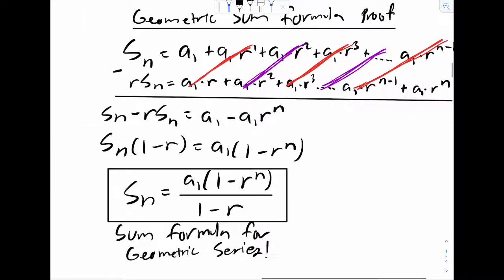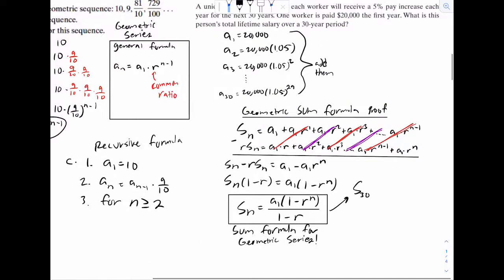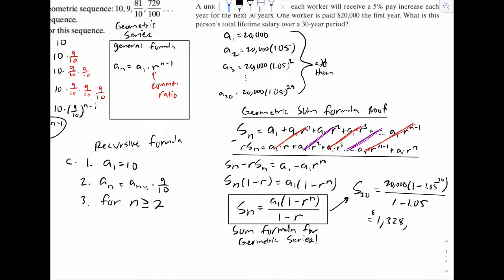So now what we're going to do is use that formula here. We want to add up this person's 30-year salary. The first term is 20,000. We're going to multiply it by 1 minus R. The R is 1.05. That's to the 30th power. And divide this by 1 minus 1.05. You plug that in your calculator, and this is the amount of money we'd have. 1,328,776.95. So this would be the person's lifetime salary.